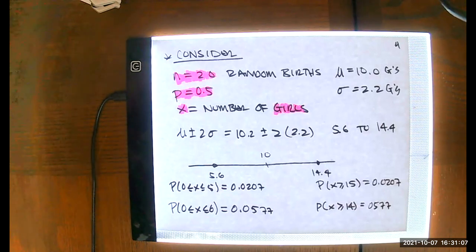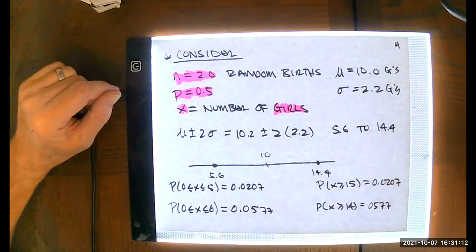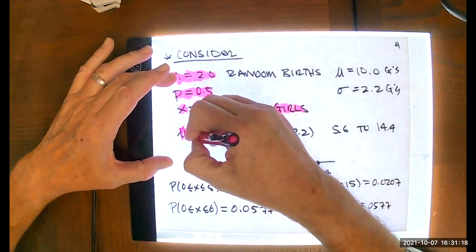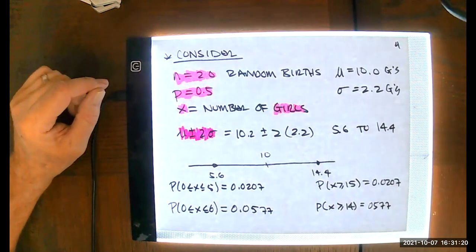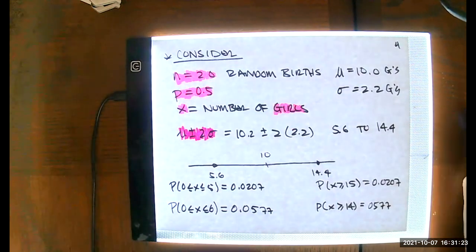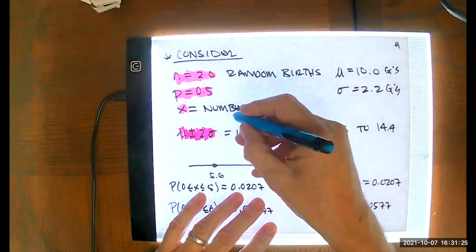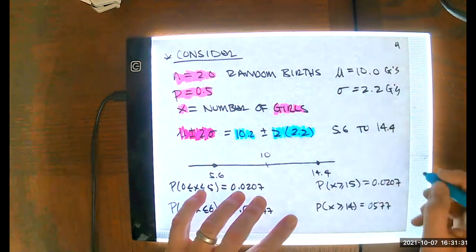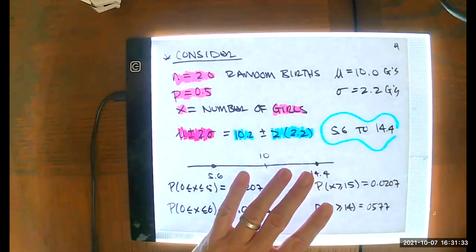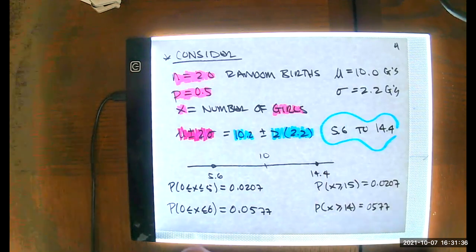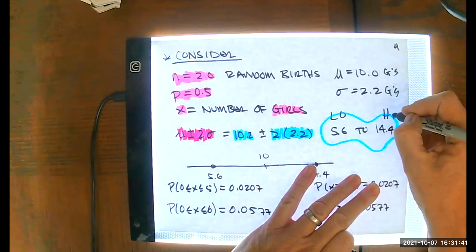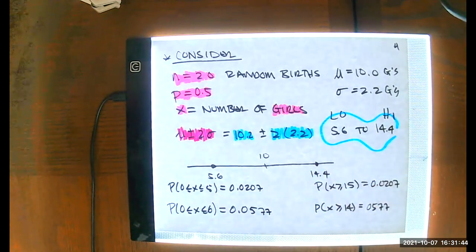Now, I've rounded the standard deviation to 1 decimal place, and I'm calculating the mean plus or minus 2 standard deviations. So that's 10.0 plus or minus 2 times 2.2. On the low end, that's 5.6 girls. On the high end, that is 14.4 girls.